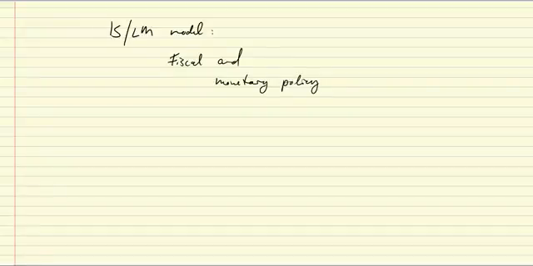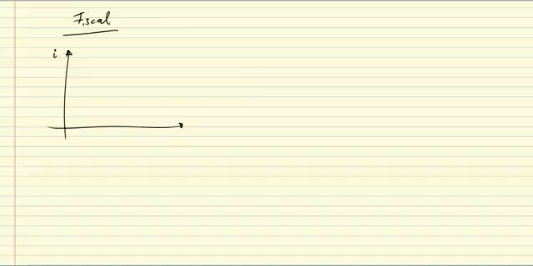This clip considers again the ISLM model, and will specifically look at how fiscal policy and how monetary policy works. Well, let's get right at it. Number one, fiscal policy. So fiscal policy in the ISLM model can simply be shown as a rightward shift of the IS curve.